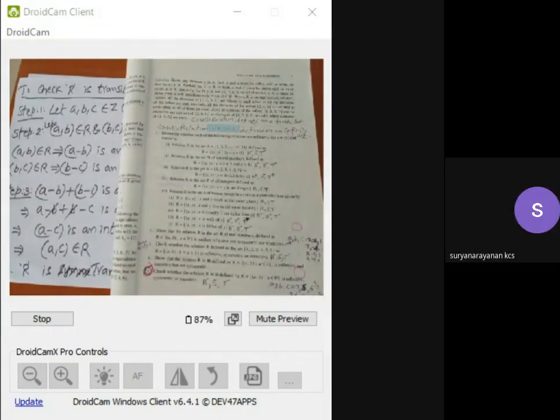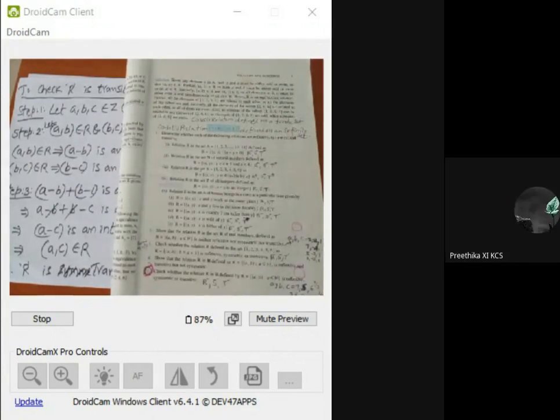What are the elements in the domain? Tell me. 1, 2, 3. You should get ordered pair 1, 1, ordered pair 2, 2, ordered pair 3, 3. All these three ordered pairs should be in the relation R. Only in that case we say that R is reflexive. If any ordered pair is missing, then the relation R is not said to be reflexive.